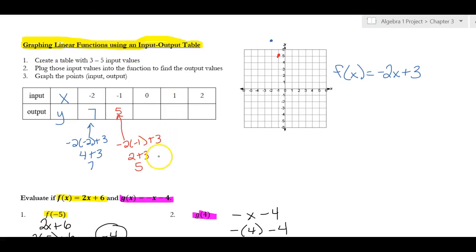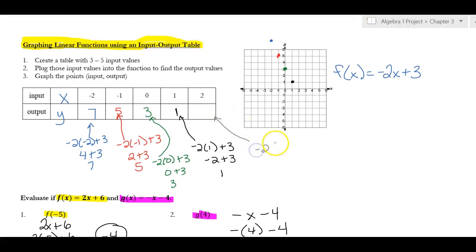Change colors again. This one we're going to kind of have a curvy arrow. So -2 times 0 plus 3. Well, that's 0 plus 3, so it's just 3. So this one I'm at 0, 3. And then the next one, another color yet again. And so -2 times 1 plus 3, which is -2 plus 3, which is 1. So 1 comma 1. And then I need one last color. We'll go with gray. Negative 2 times 2 plus 3. Negative 4 plus 3, which is negative 1.